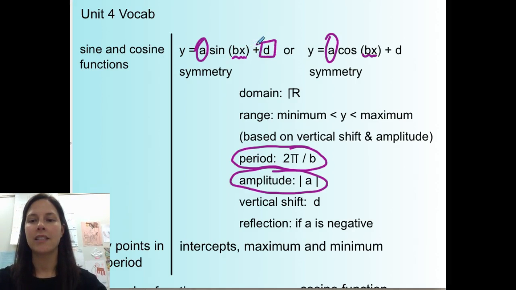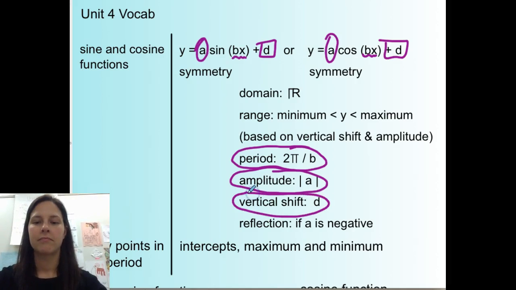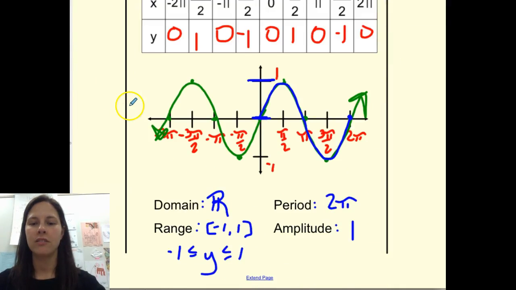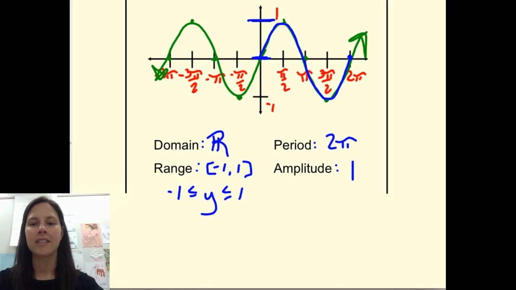D, adding that onto the end, would be a vertical shift. And of course, if your A is negative, that would be a vertical reflection. Next, we're going to talk about symmetry. So let's jump back to the graph of the sine function and take a look at its symmetry.